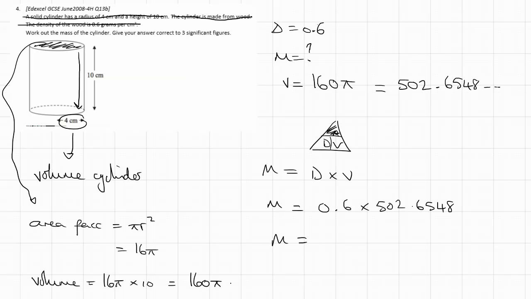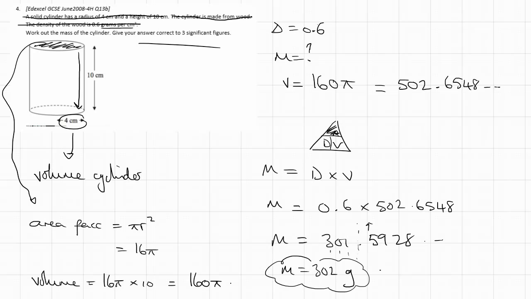And then when we do that, we're going to get 301.5928... It wants it to 3 significant figures. So 1, 2, 3, draw a line here. That 5's going to tell me to round up. So it's 302. Again, take a note of your units. Grams per centimetres cubed, so this mass is going to be in grams. And that's our final answer.